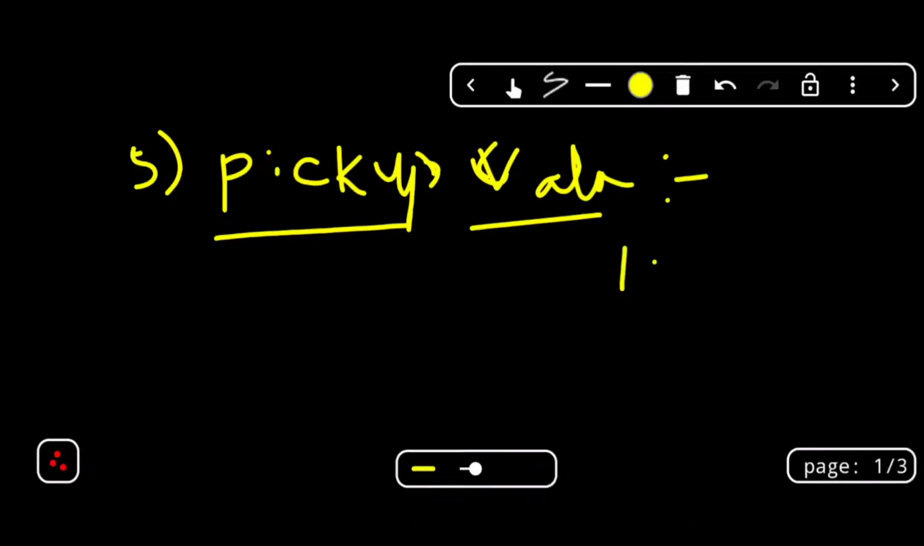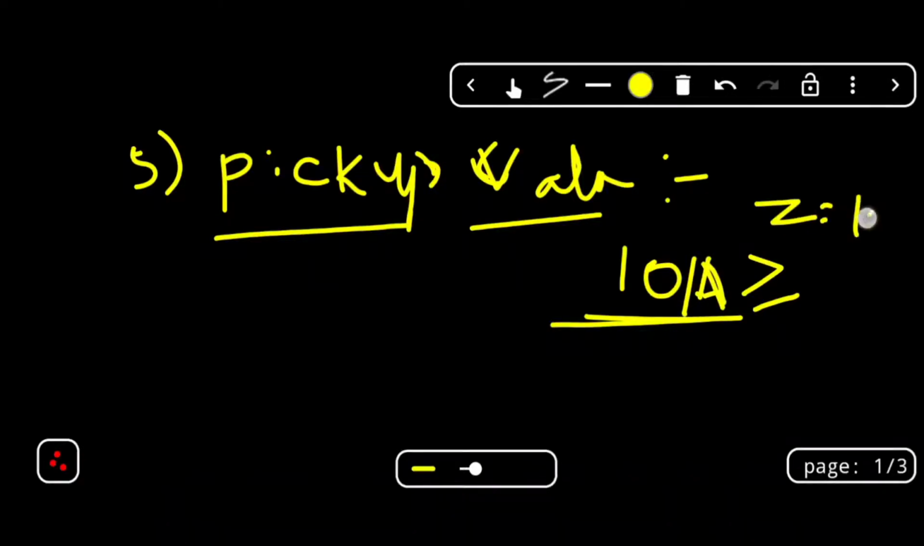Suppose the relay pickup current is 10 amps. Assume that. Below 10 amps, the relay will be inoperative. The relay will not operate. The pickup value is 10 amps means at greater than or equal to the pickup value, the relay tries to operate. That is known as pickup value or pickup current. The pickup value may be 10 amps for an overcurrent relay. For an impedance relay, Z is 10 ohms, below 10 ohms it will operate. Pickup values are mentioned in the relay nameplate details.